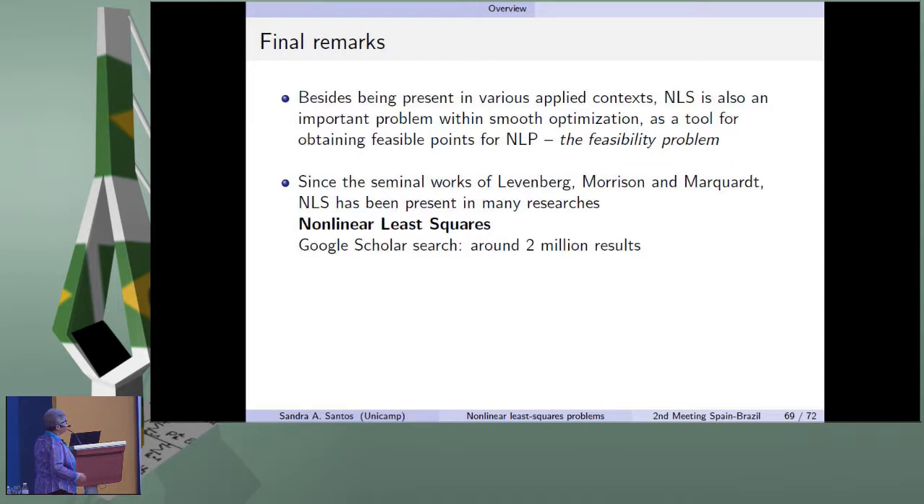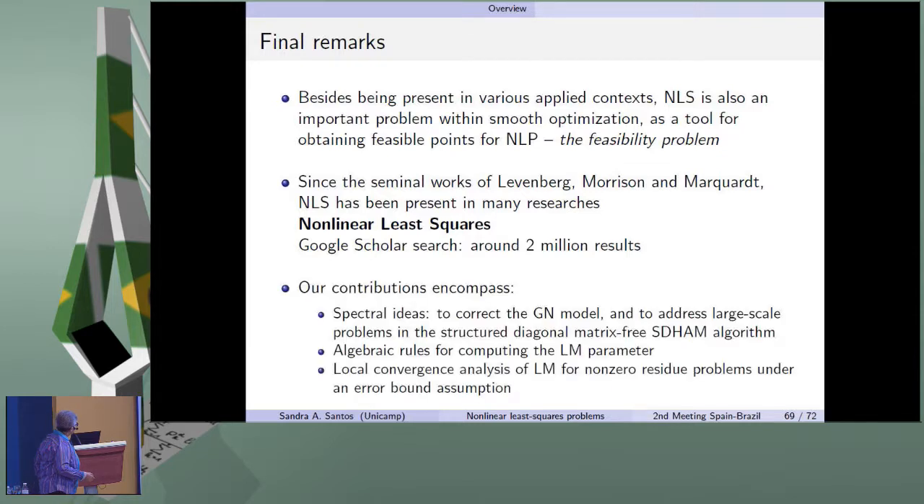And I should also address Morrison because I think he deserves the same kind of credit as Levenberg and Marquardt. And basically recalling our contributions in this field, we devised the correction for the Gauss-Newton method. It's based on spectral ideas, and also based on spectral ideas is our algorithm SDAJM. We have devised algebraic rules for computing the Levenberg-Marquardt parameter, and finally, we present a local convergence analysis for problems with non-zero residues.